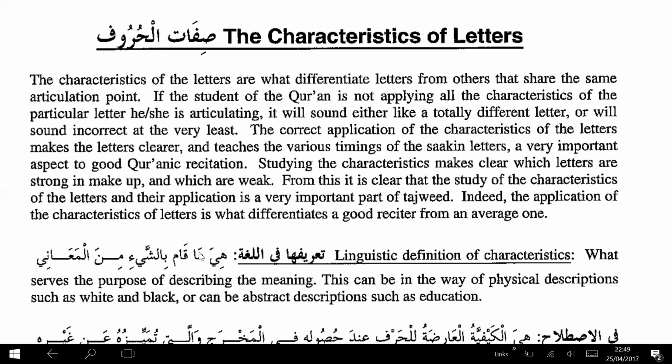When we did makhraj, we saw that there are a couple of letters in the same makhraj. For example, Seen, Zai, and Sad. They all are from the same point, from the same place. But all the three sounds come different. Why? Because their sifat is different.